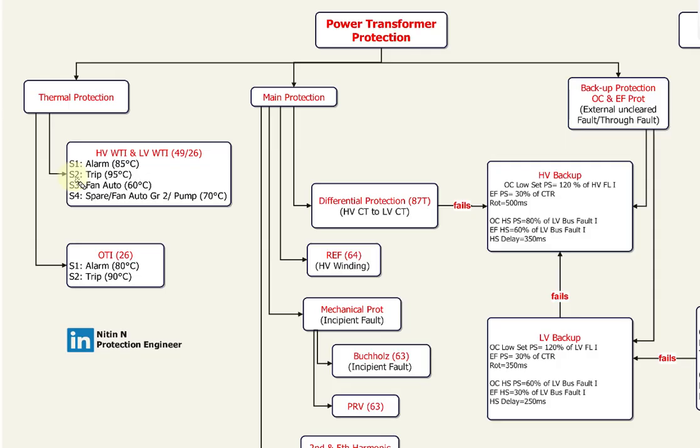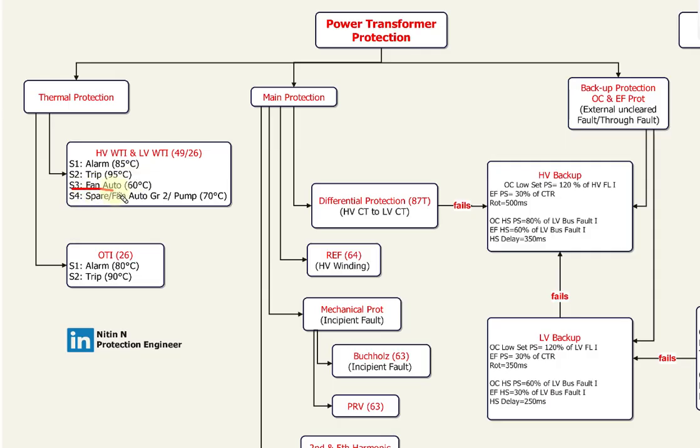The winding temperature indicator has got switches. S1 is for alarm, S2 is used for tripping. It's set at 95 degrees Celsius, and if the temperature of the HV winding or the LV winding goes up to 95 degrees Celsius, then we trip the transformer.